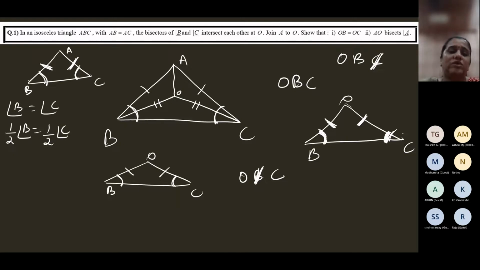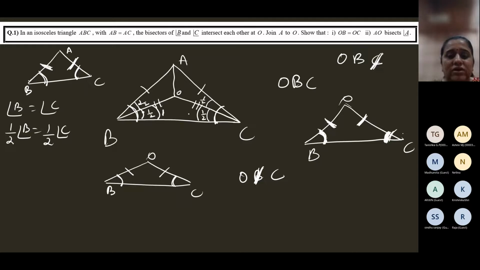Half of angle B is equal to half of angle C. So this angle and this angle are the two halves of angle B. And this angle and this angle are the two halves of angle C. See, this is one half of angle B. This is the other half of angle B. This is one half of angle C. This is the other half of angle C. So half of angle B is equal to half of angle C. So let me take this half. Supposing I say, I'll just say 1 for you now.